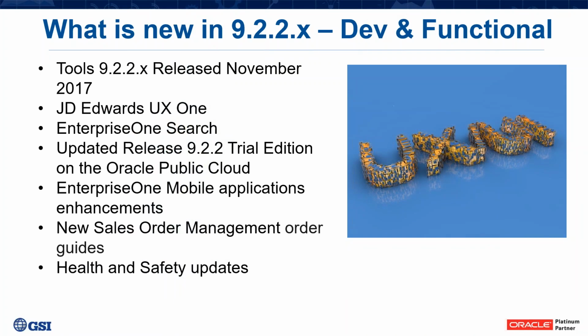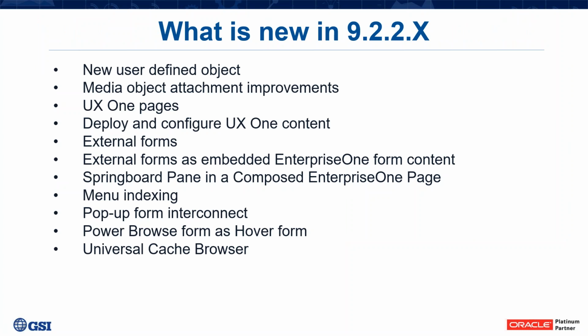I don't know how many of you here are on 9.2 anything right now, but it was released in November 2017, almost a year ago now, and it includes a lot of new stuff, including UX1. It's got new search. We've got the trial edition on the public cloud, some enhancements to the mobile apps, sales order management guides, health and safety updates, and we'll talk more of the details here as we go through the slides. There's also new user-defined objects, personal forms.